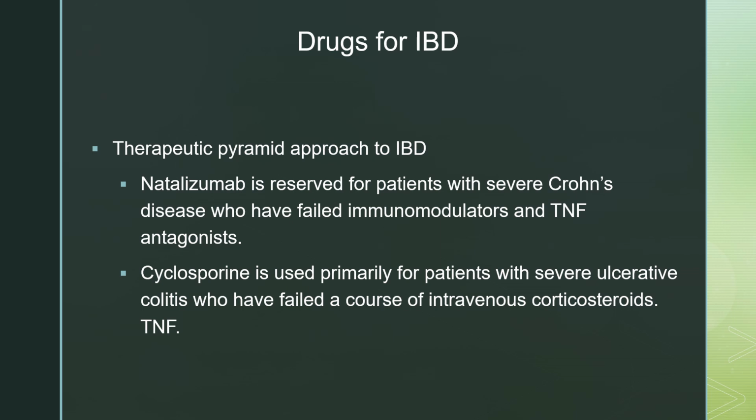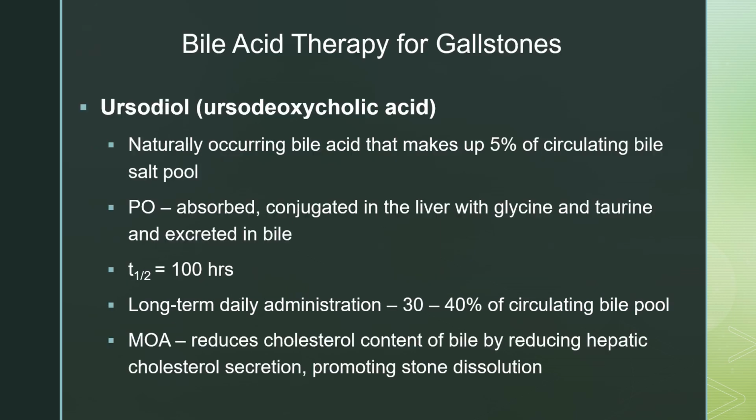Your natalizumab is reserved for patients with severe Crohn's disease who have failed immunomodulation and tissue necrosis factor antagonists. Your cyclosporine is used primarily for patients with severe ulcerative colitis when they have failed a course of intravenous corticosteroids and tissue necrosis factor. So you can do further reading about these other drugs for your IBD.